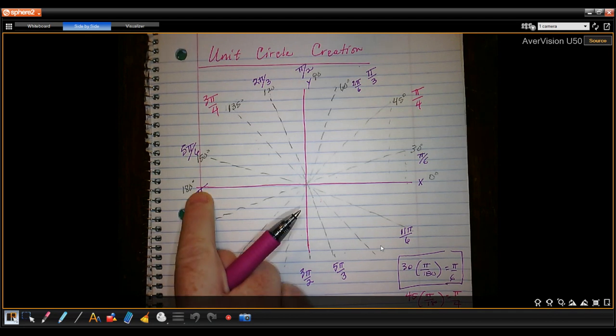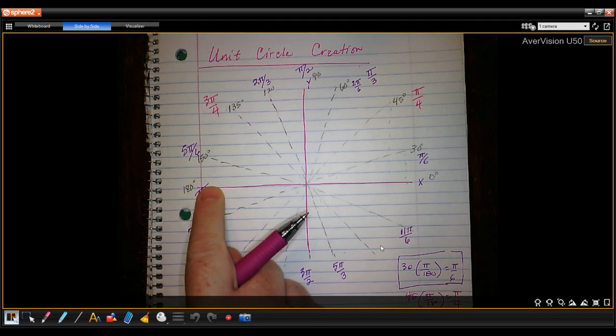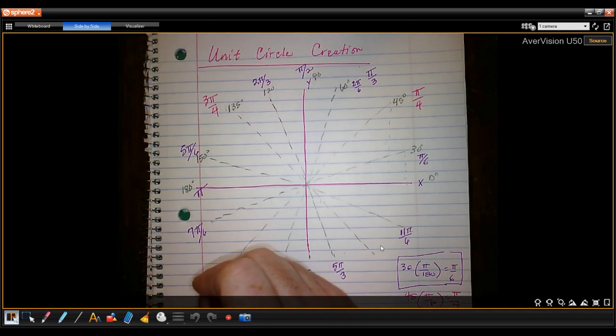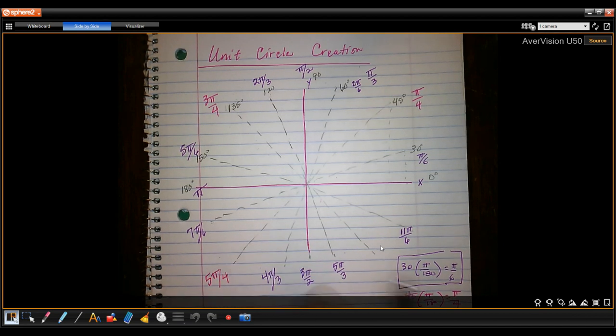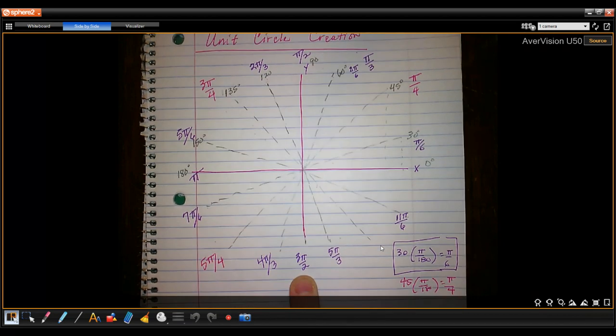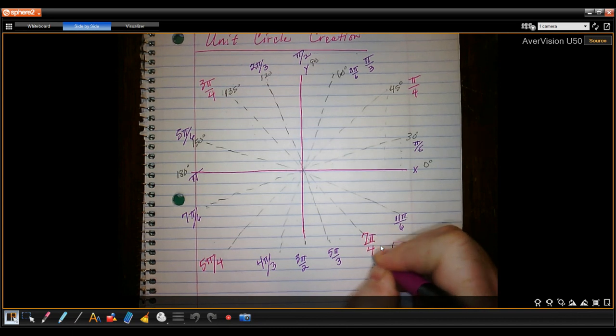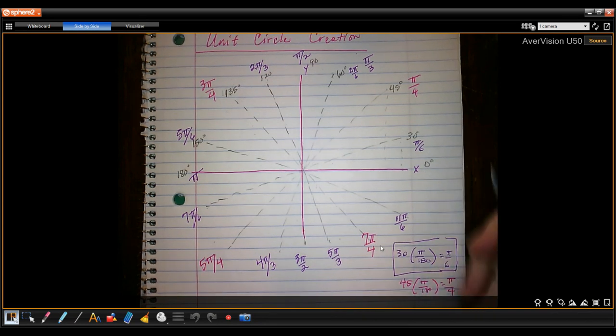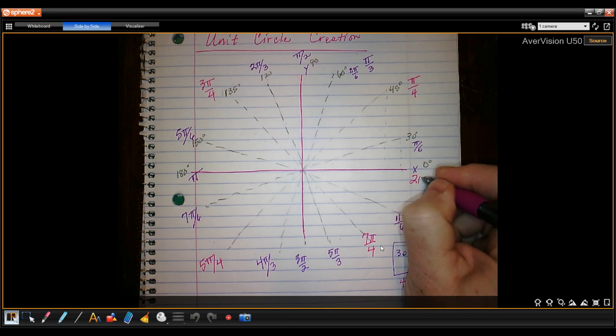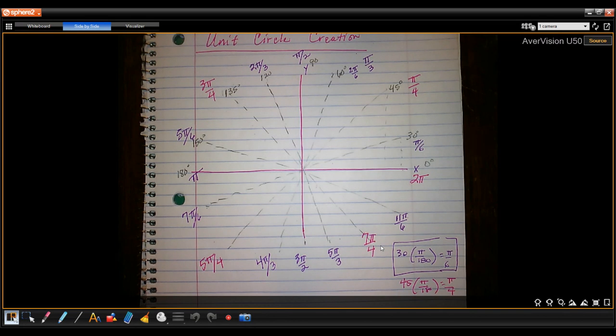Then we have 4 pi fourths. 4 over 4 is 1, so we already got that. Then here is 5 pi fourths. 6 pi fourths is 3 pi halves. And then we have 7 pi fourths. And then 8 pi fourths is 2 pi, okay?